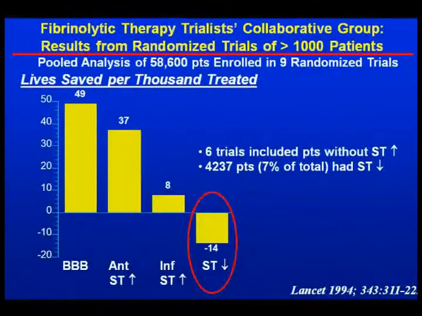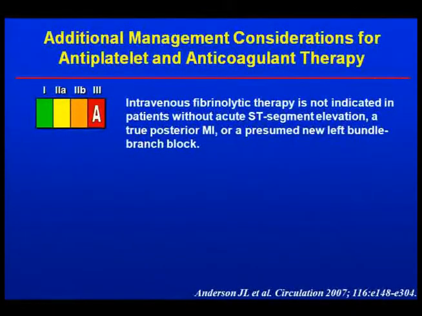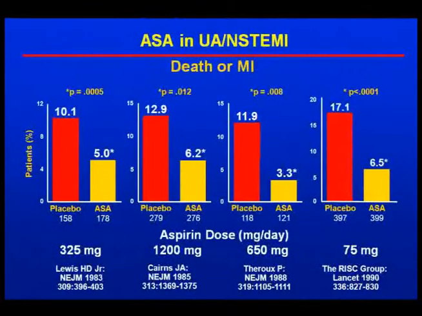You can see here there was a beneficial effect in patients with a new bundle branch block, patients with anterior MI, and some benefit in patients with inferior MI, but an adverse effect in patients with ST depression. And this is a class 3 indication, therefore, for lytic therapy. Intravenous lytic therapy is not indicated in patients without acute ST segment elevation, a true posterior MI, or a presumed new left bundle branch block.